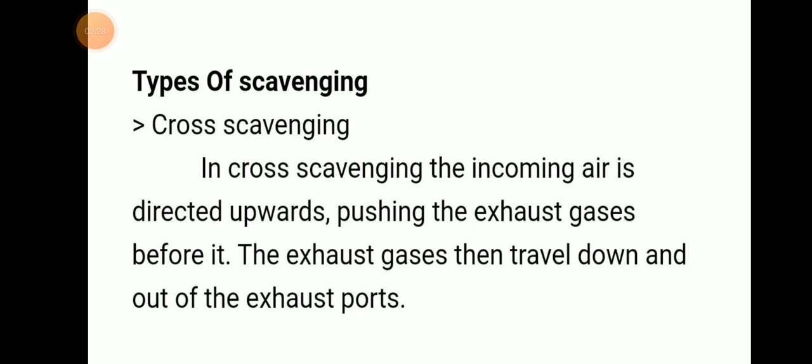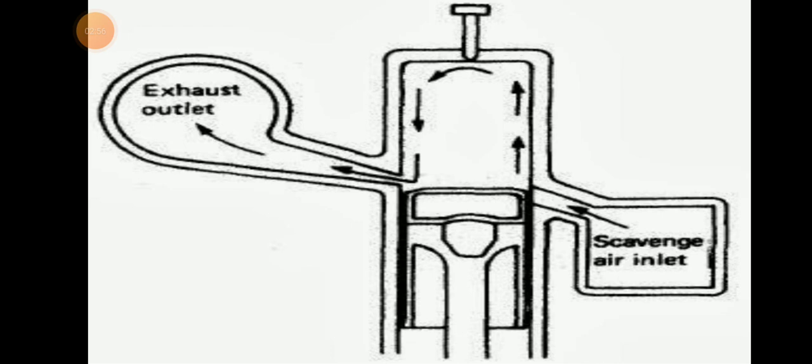Types of scavenging. First, cross scavenging. From the name, we can say incoming air is directed upwards, pushing the exhaust gas before it. The exhaust gas then travels down and out of the exhaust port. This is the picture of the scavenge. Here the scavenge inlet and exhaust port outlet are opposite each other in cross scavenging. This is the arrangement of cross scavenging.